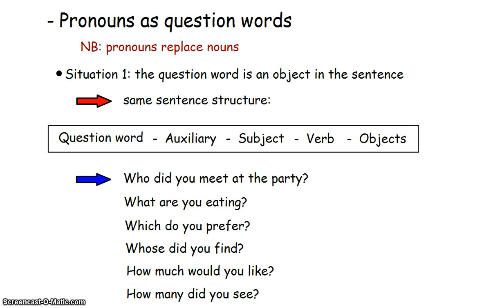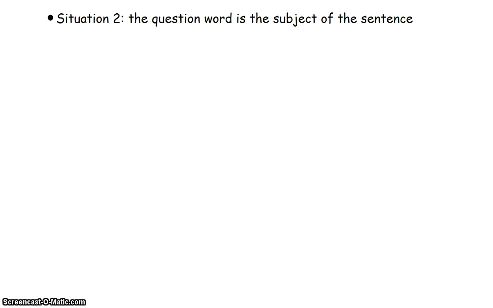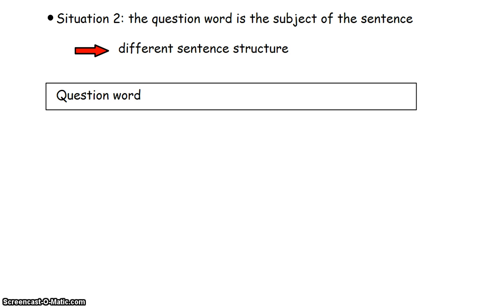Alright, let's move to the next step, not always still with the pronouns, but the second situation: the question word is the subject of the sentence and not the object. So the sentence structure is different. We have first the question word, of course, and then the verb directly. The verb which is in the right tense, so in the tense that you need for the sentence. And then the objects. So no auxiliary here. The verb comes directly after the question word, which is the subject. Let's see.